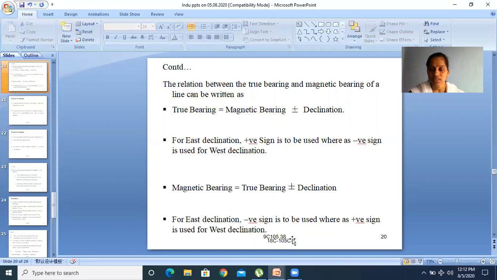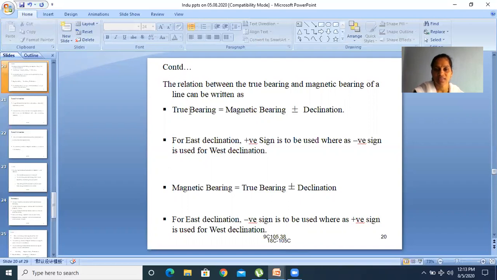Okay. And today's topic is we will see some numerical sums on conversion from WCB to QB. And in the last class, there is one important term I have left that will be covered in today's class. We have also seen about declination. I have covered declination. So what do you mean by declination? And declination east, declination west.